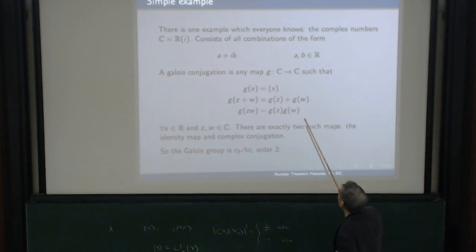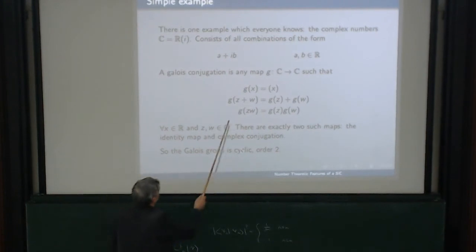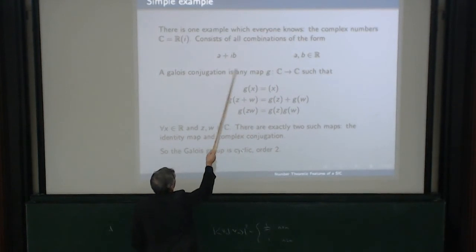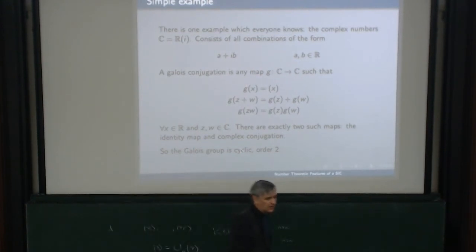And then a Galois conjugation is a field automorphism, that is a structure preserving map. It's the analog for fields of linear maps for vector spaces. So it preserves the operation of multiplication. And in this case, there's the identity and complex conjugation. And those two maps together form the Galois group, which in this case is very boring. It's just a cyclic group of order two.